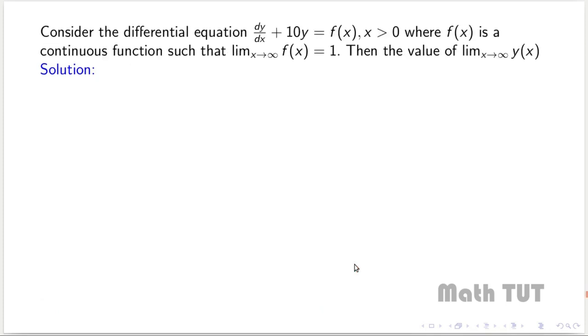The next question is a first order linear differential equation, and on the right hand side we have a function f of x, which is a continuous function such that the limit as x tends to infinity of f of x is equal to 1. Then we need to find the limit as x tends to infinity of y of x.